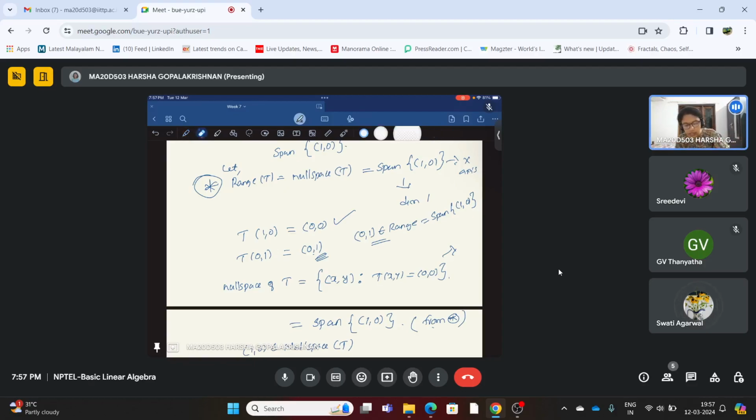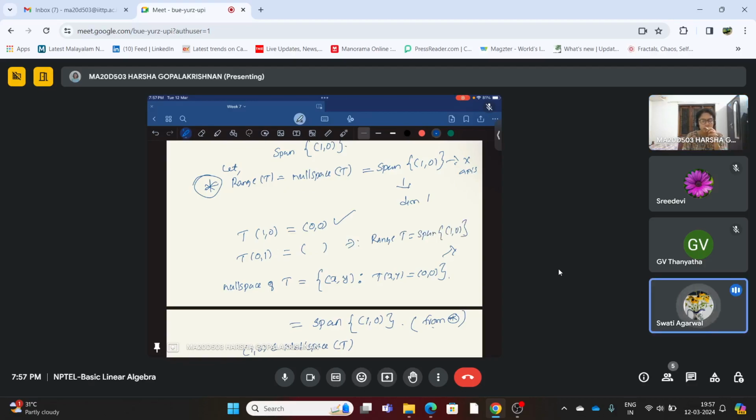So can you say any element in R2 such that T of (0, 1) is that element? I need some element such that the range of T is the span of (1, 0). That is what I want, correct? So (1, 0) itself we can take, or any multiple. (1, 0) itself we can take, that is the very easy thing.